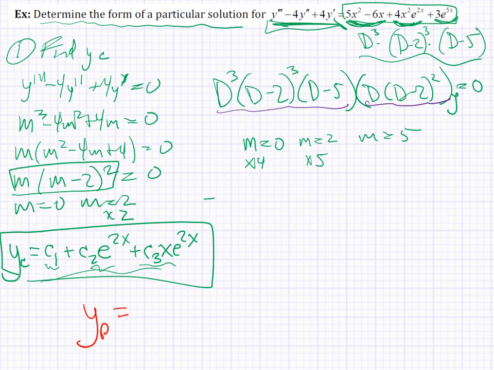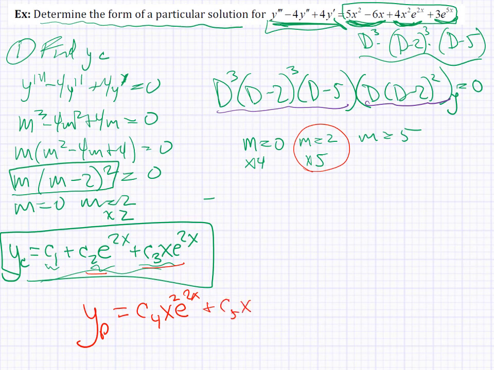So if we put this all together and we form our y sub p, it's going to be long, so I'm putting it down here. It's going to be c4 x squared e to the 2x. Okay, I'm going to start here with these. I already have the first two, which I'm going to pull out, so the next three are going to be part of my y sub p.